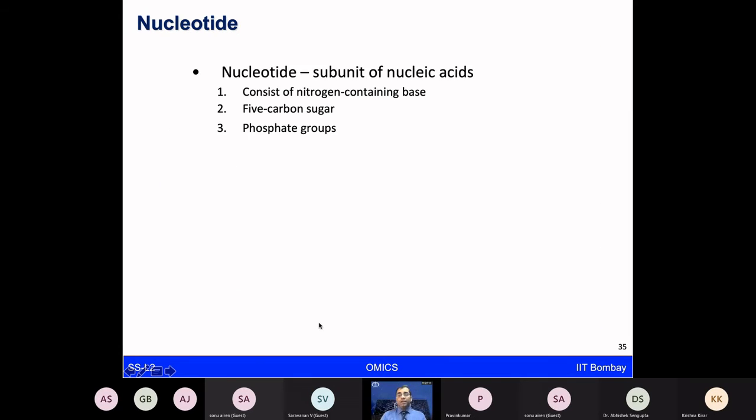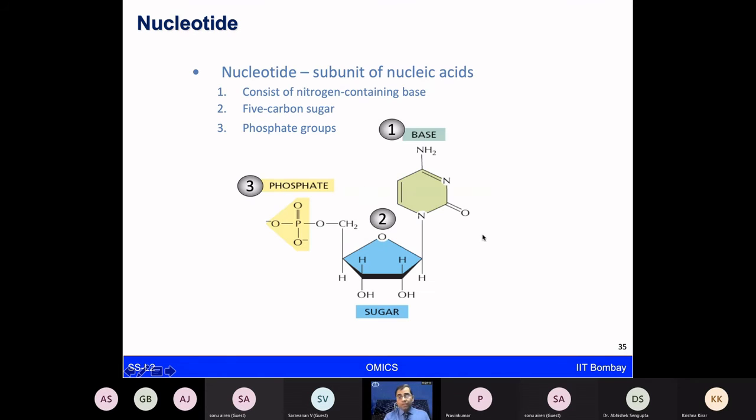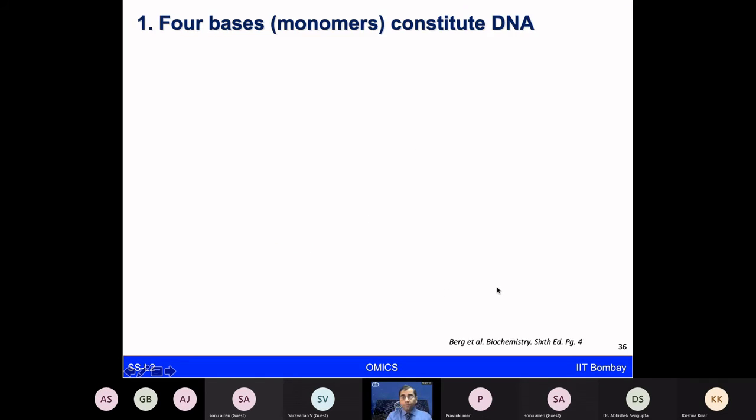Just looking at the nuts and bolts of DNA, a nucleotide, which is a subunit of nucleic acid, consists of three different small components. One is the base, another is the sugar, and the third is the phosphate group. These three make up all the nucleotides. There are two different types of sugar, which define deoxyribonucleic acid or ribonucleic acid. We have different types of base, and then we have the phosphate group. Let's look at these three in slightly more detail.